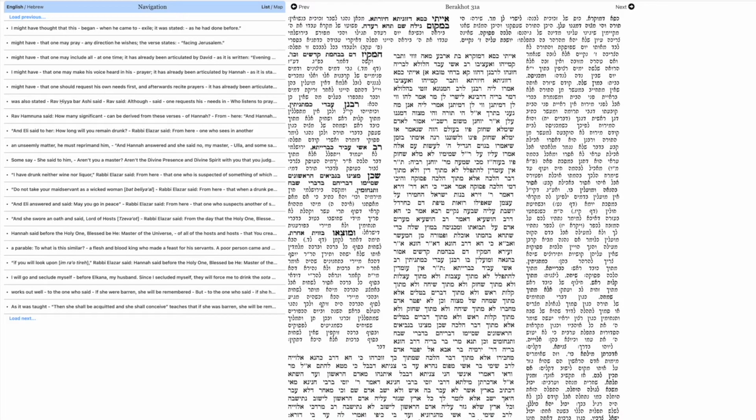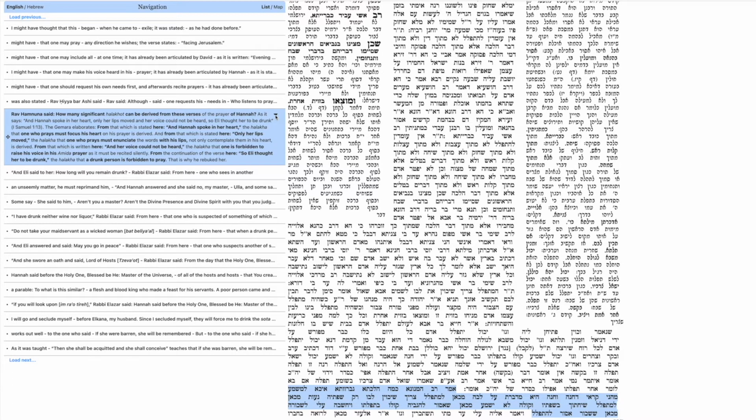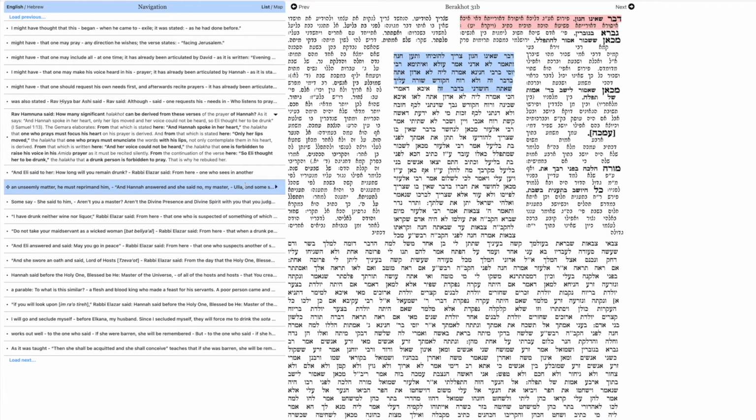The speakers in the Talmud begin by deriving laws from Hannah's prayer in the story. For example, from the fact that Eli accused Hannah of being drunk, they learn the law that you can't be drunk while praying. Then they switch to a storytelling mode in these 2 nodes and reimagine what Hannah said to the high priest after being accused.